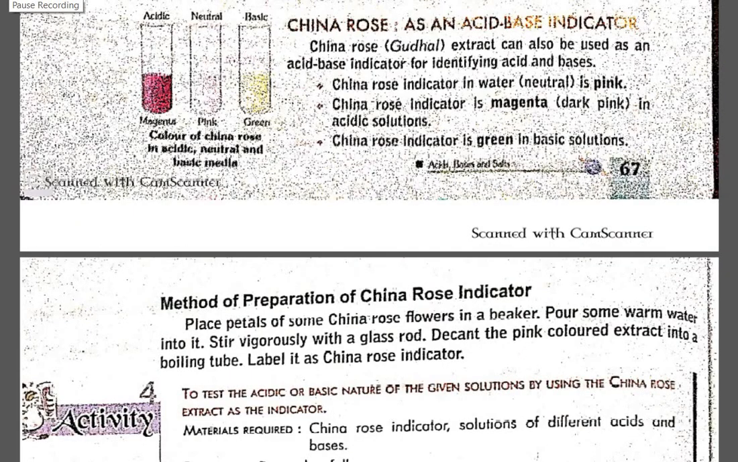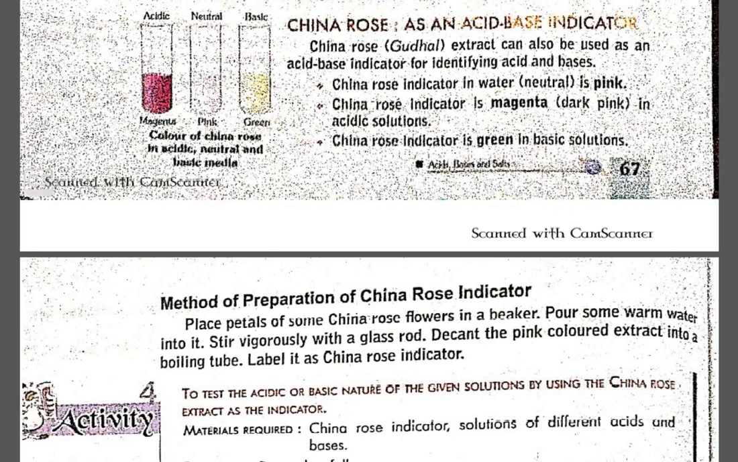Next is the China rose as an indicator. Here you can see its original color is magenta or dark pink. In the neutral solution, it remains light pink, whereas in the case of the basic solution, it turns into green color. So original color is pink. In acidic solution, magenta or dark pink. In the basic medium, it turns green or yellow in color.